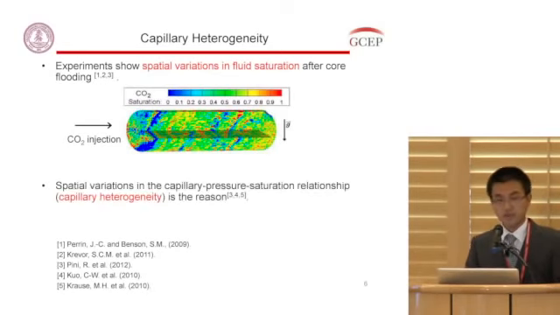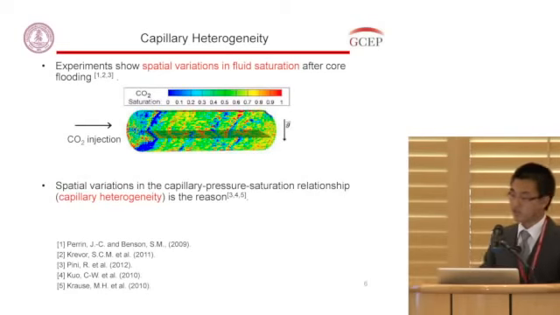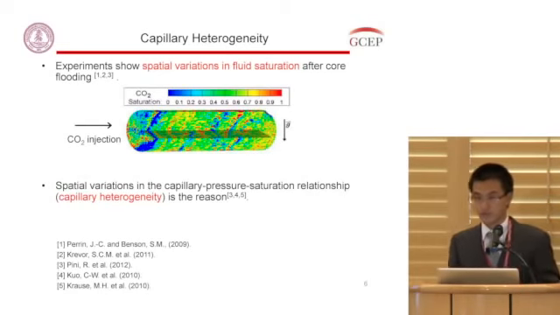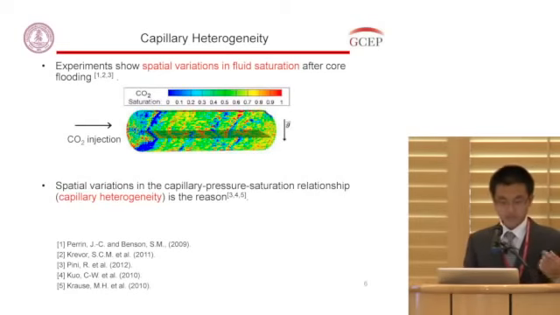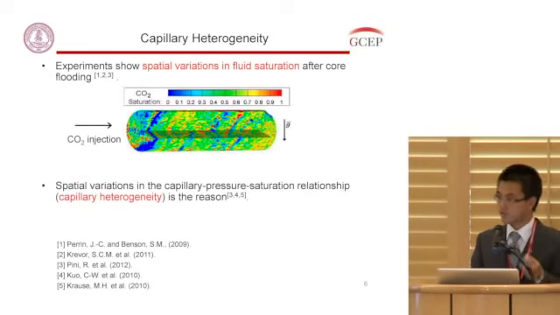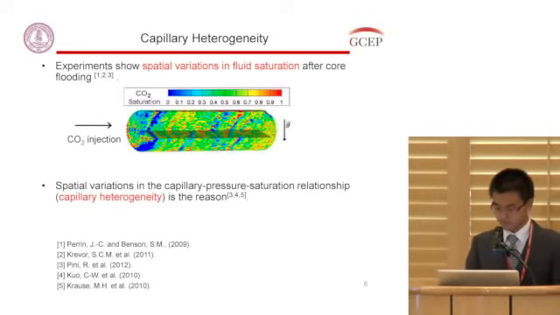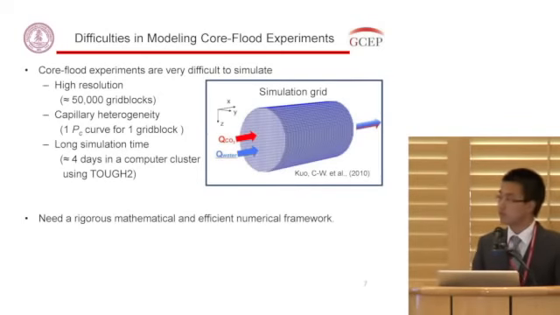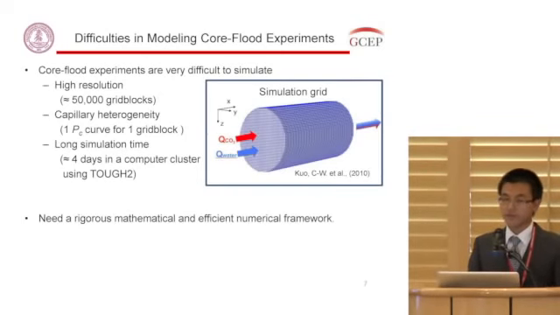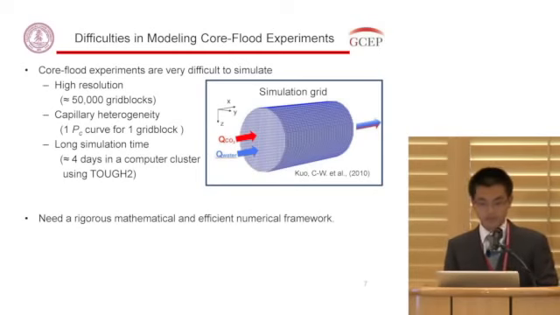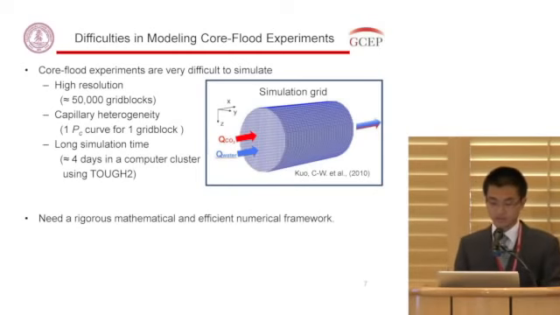The CO2 saturation is distributed in a very heterogeneous manner. We have experimental evidence as well as simulation effort to say that this is caused by spatial variation in the capillary pressure saturation relationship, also called capillary heterogeneity. This means that if we want to accurately model this core flood process, we need to account for capillary heterogeneity in our simulation. However, performing these core flood simulations is very difficult because, first, it requires high resolution.